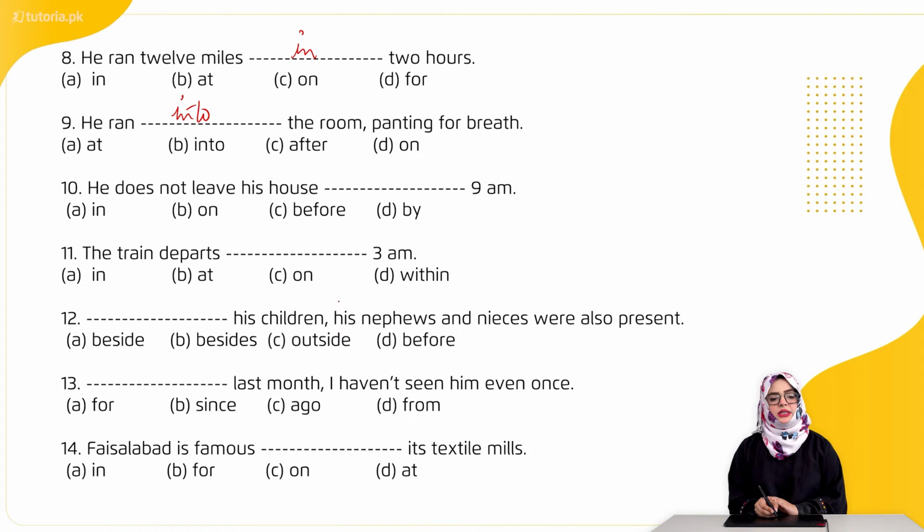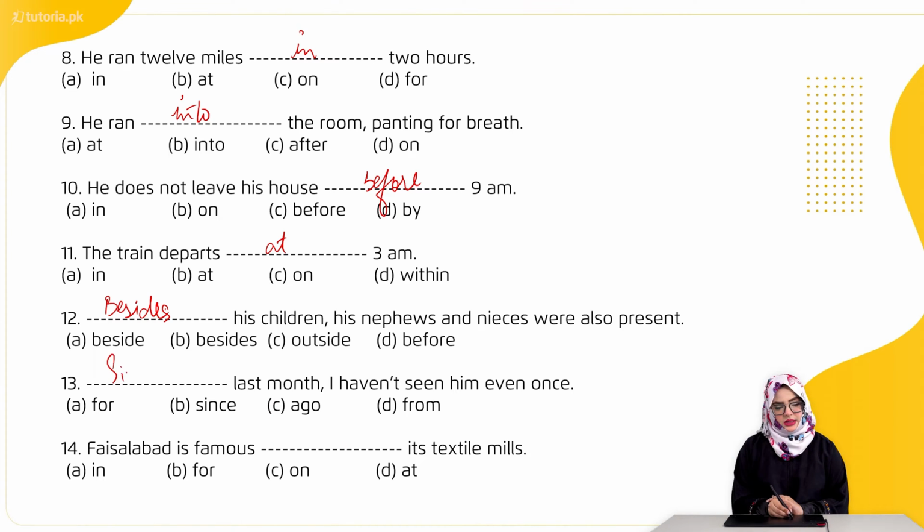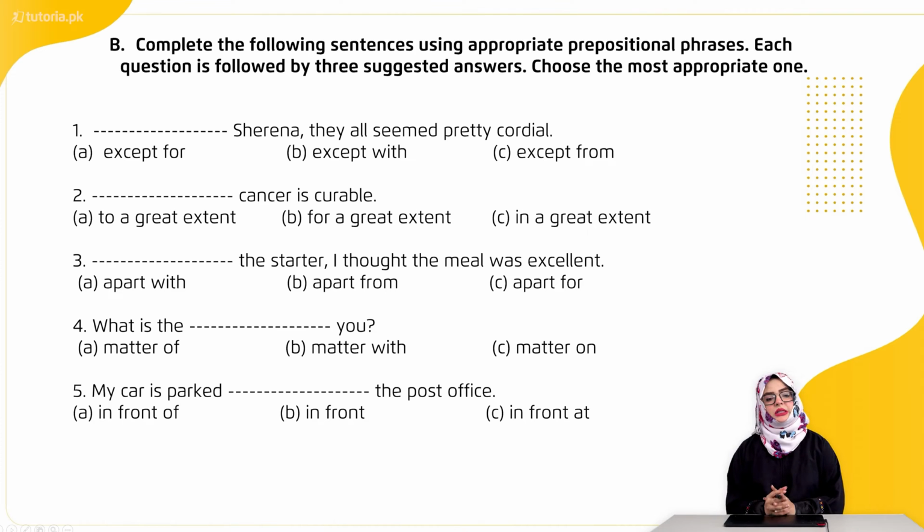10th is he does not leave his house before 9 a.m. 11th is the train departs at 3 a.m. 12th is dash his children, his nephews and nieces were also present. Besides, 13th is dash last month I haven't seen him even once since last month. 14th is Faisalabad is famous dash its textile mills. For its textile mills.